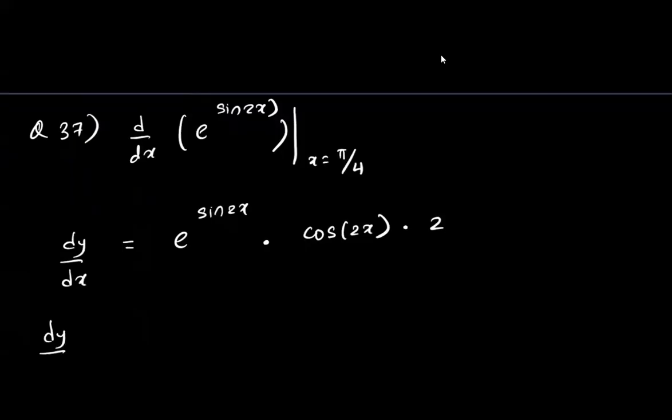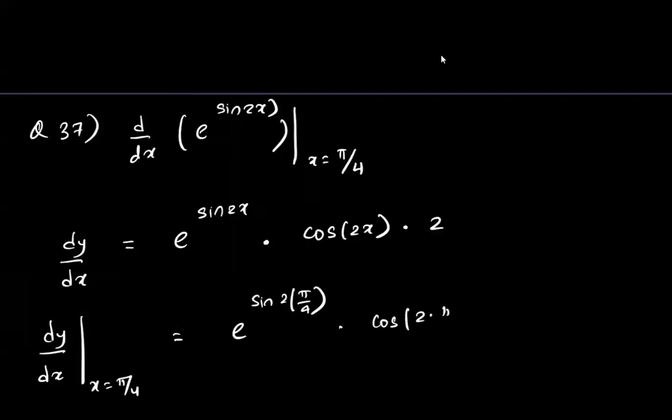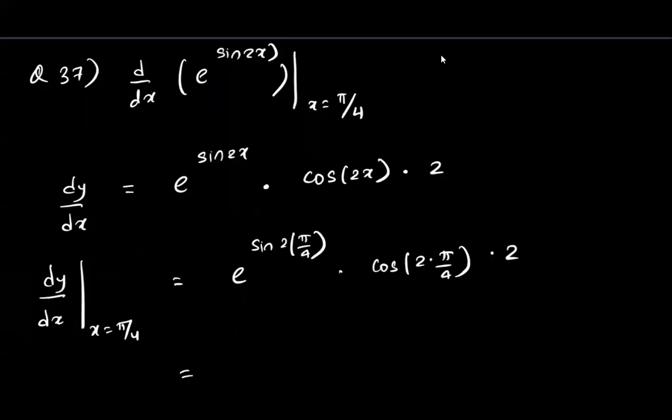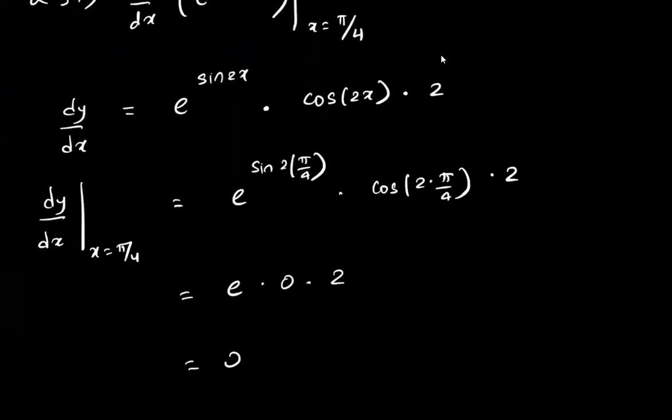Now I have to evaluate this dy dx at x equals pi over 4, which means I'm going to do e to the power of sine 2 times pi over 4 times cosine 2 times pi over 4 times 2. So this sine pi over 2 is 1, so I have e to the power of 1, or just e. Cosine pi over 2 is 0. So this overall answer is 0, right?